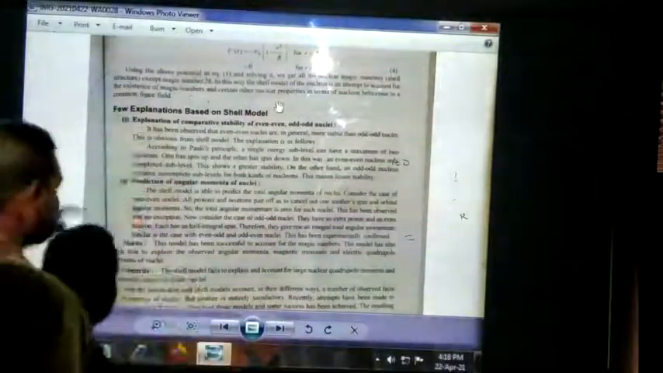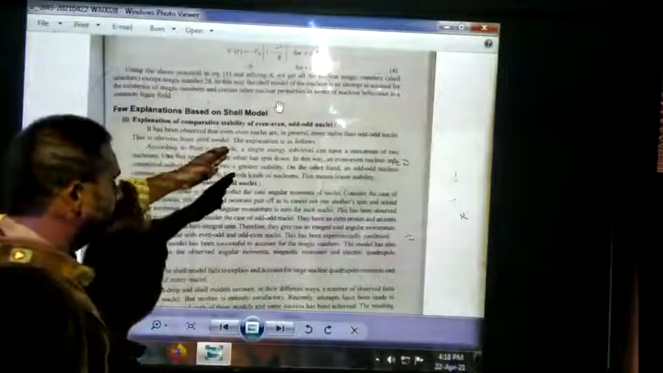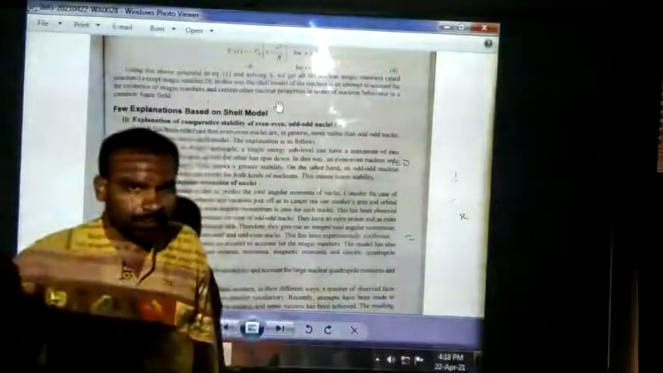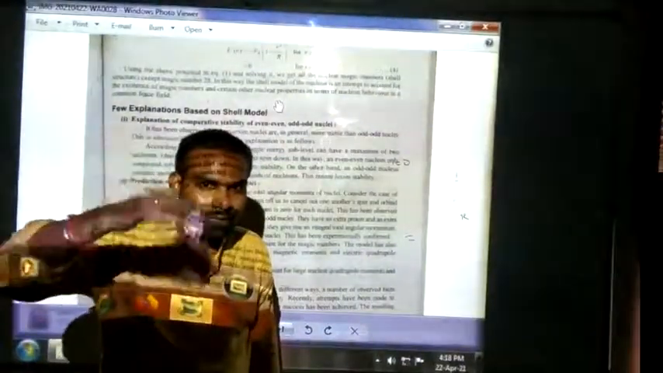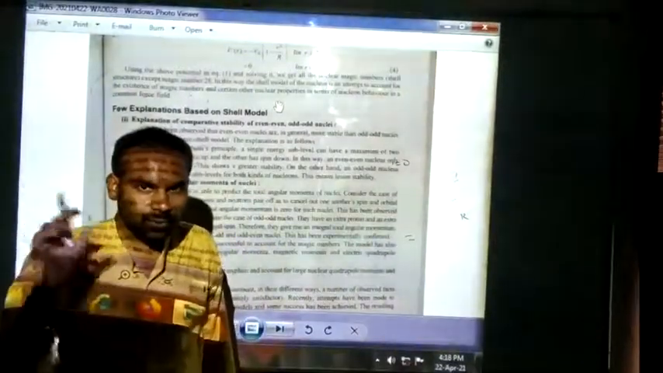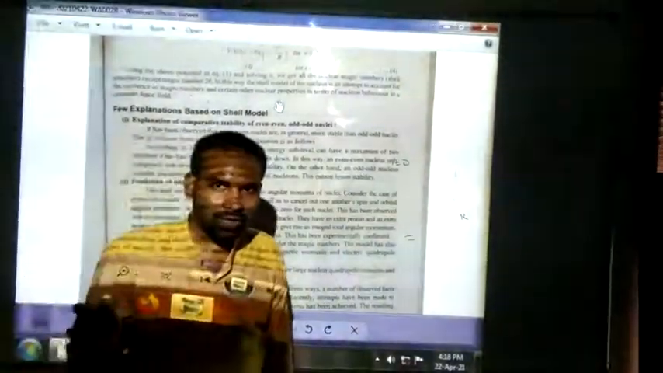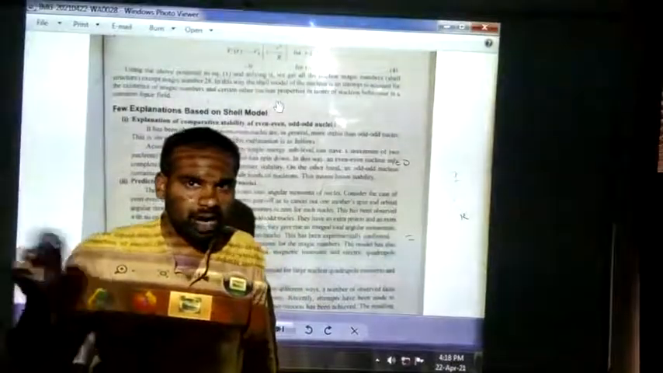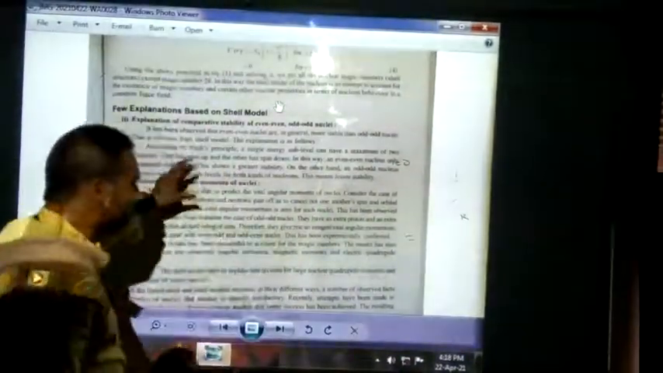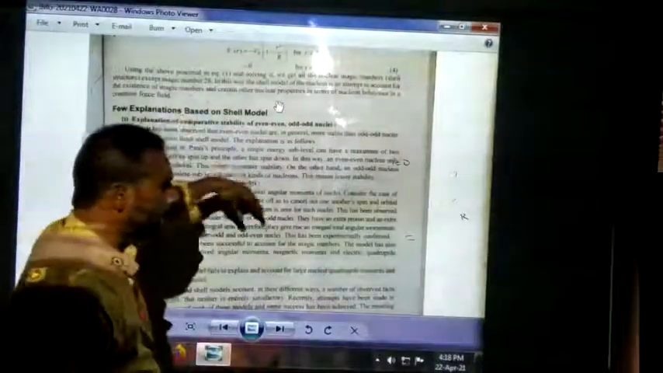Few explanations based on the shell model. First, explanation of comparative stability of even and odd nuclei. According to the Pauli exclusion principle, if any sublevel of the nucleus is completely filled with 2 protons and 2 neutrons, that is an even nucleus, and it is more stable compared with odd nuclei. So even nuclei are more stable compared with odd nuclei.